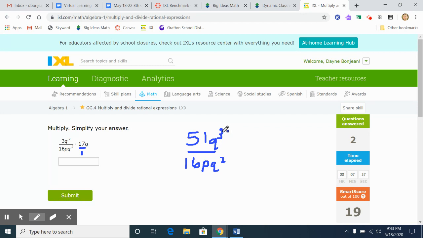But then I do have a Q to the third on the top and a Q to the second on the bottom. There are more Q's on top by 1. So I'm actually going to get rid of this Q to the second on the bottom completely, and I'm just going to change this to 1 Q on the top, all right? So my answer would be on the top 51 Q, and on the bottom 16 B. Okay.